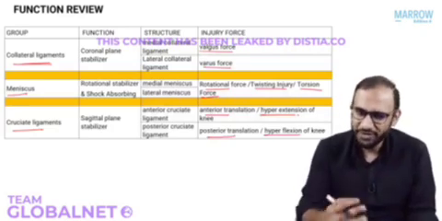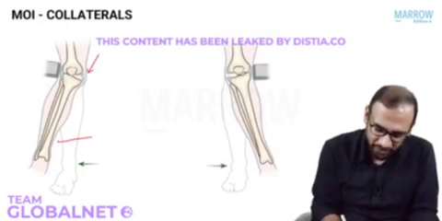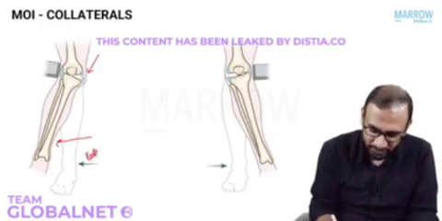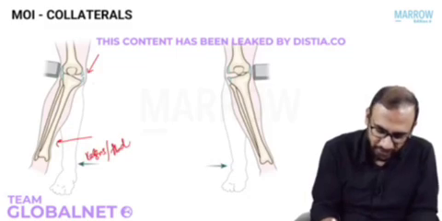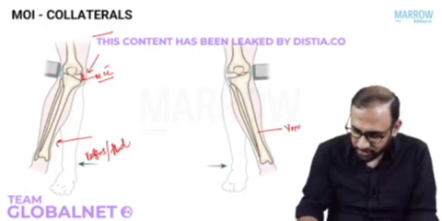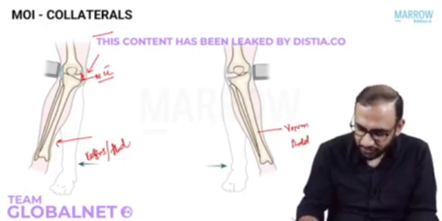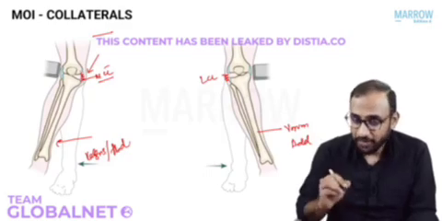Okay? Are you following me? Are you still with me? Yes. So again, what structure will get injured here? What force is this? This is valgus force or abduction force. And what will tear here? MCL in collaterals. This is varus force, adduction force. What will tear? LCL. Right?